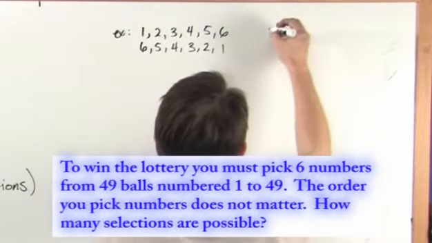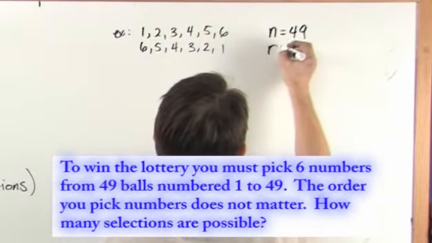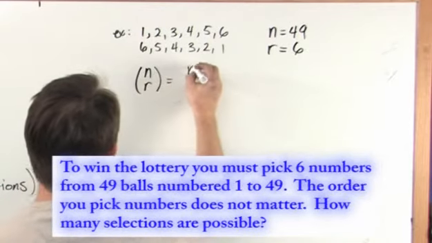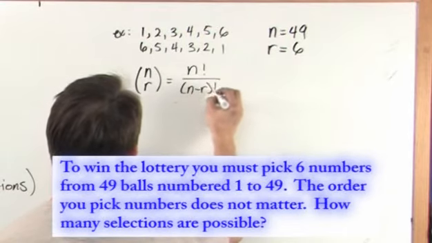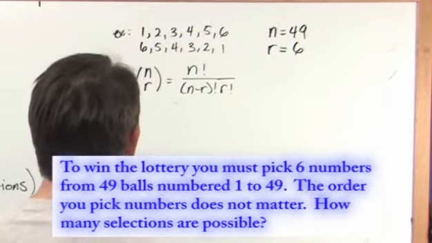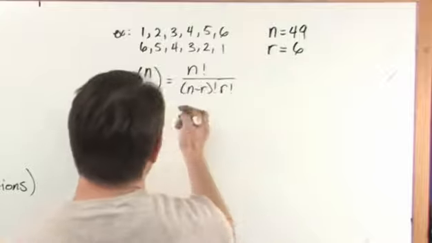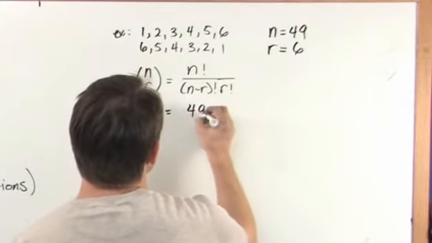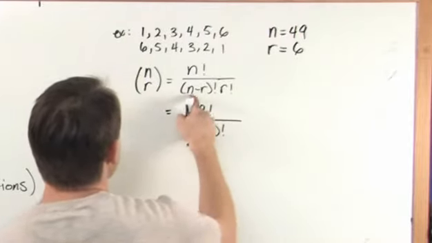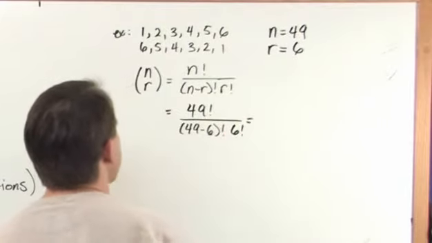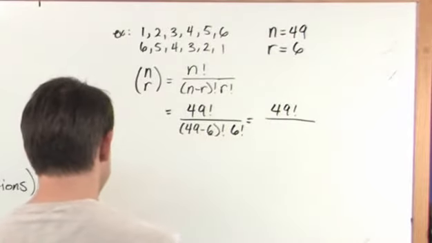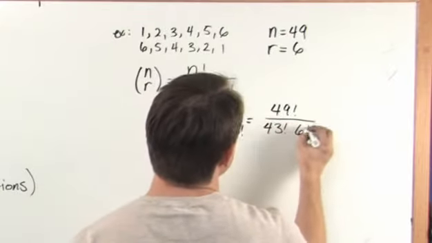So the number of balls is 49, so I have 49 elements and I'm taking them 6 at a time. So r is 6. The number of combinations is n factorial over n minus r factorial times r factorial. Let's plug it in and see what we get. n is 49 factorial. On the bottom, you'll have 49 minus 6 factorial times 6 factorial. 49 minus 6 is 43, so 43 factorial times 6 factorial.